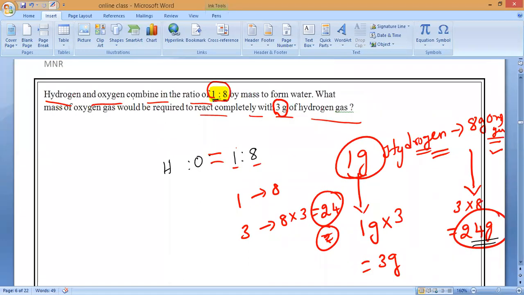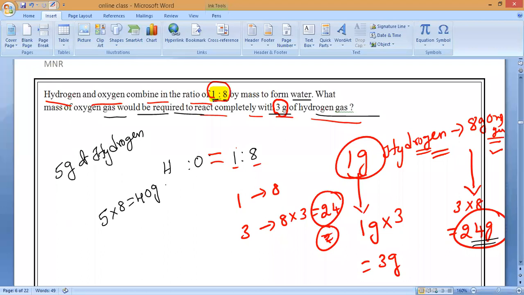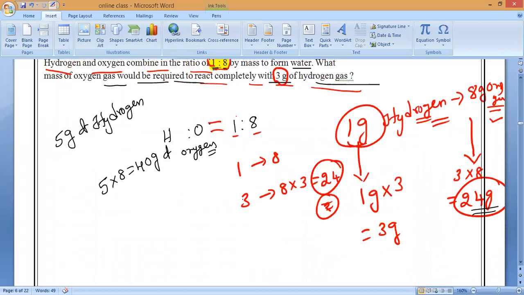So hydrogen and oxygen combine in the ratio of 1:8 by mass to form water. What mass of oxygen gas would be required to react completely with 3 grams of hydrogen? For example, if they ask you 5 grams of hydrogen, how much oxygen is required? 5 into 8 equals how many grams of oxygen? 40 grams of oxygen. Are you clear? That is what you have to remember.